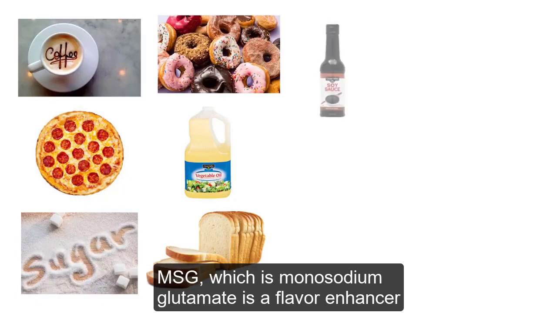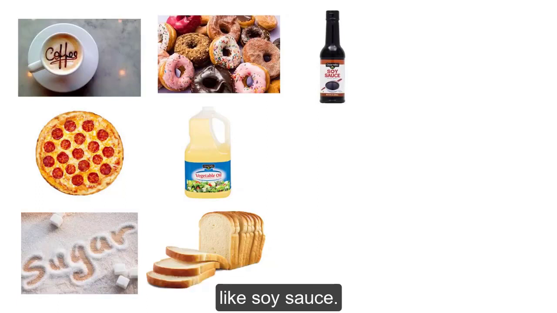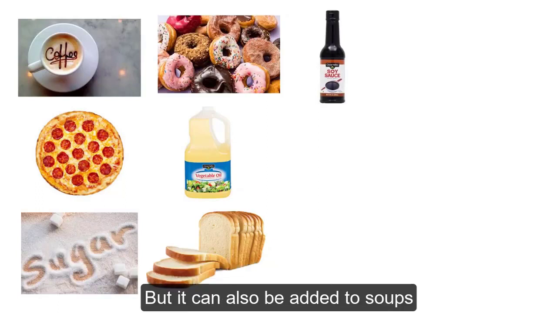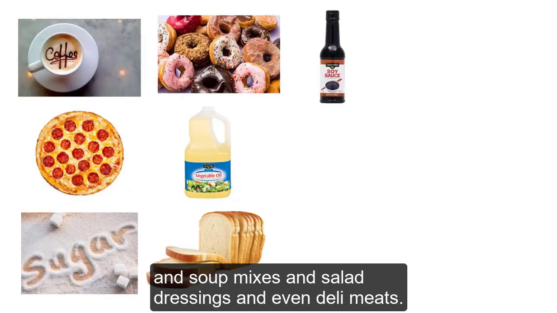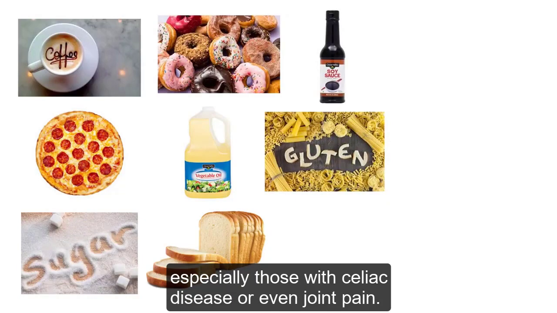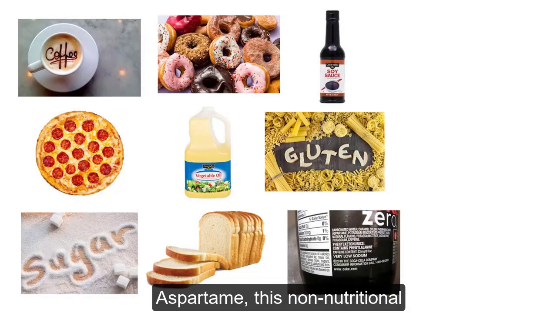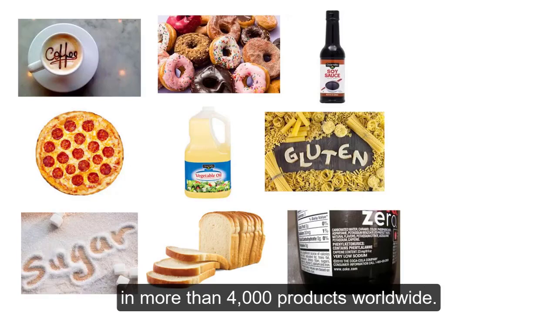MSG, which is monosodium glutamate, is a flavor enhancer, and it's a food additive usually found in Asian dishes like soy sauce, but it can also be added to soups and soup mixes and salad dressings and even deli meats. For some people, gluten can be extremely inflammatory, especially those with celiac disease or even joint pain. Aspartame, this non-nutritional, intense artificial sweetener is found in more than 4,000 products worldwide.